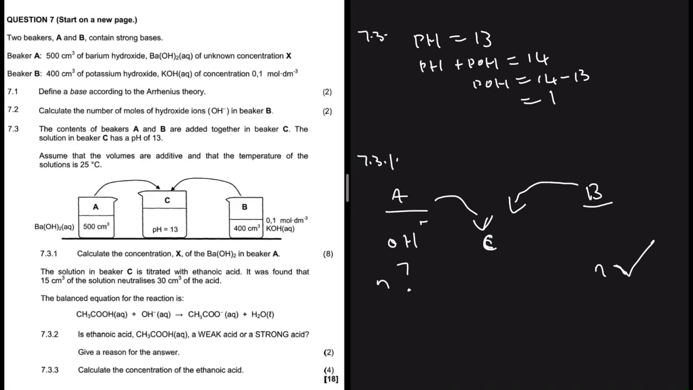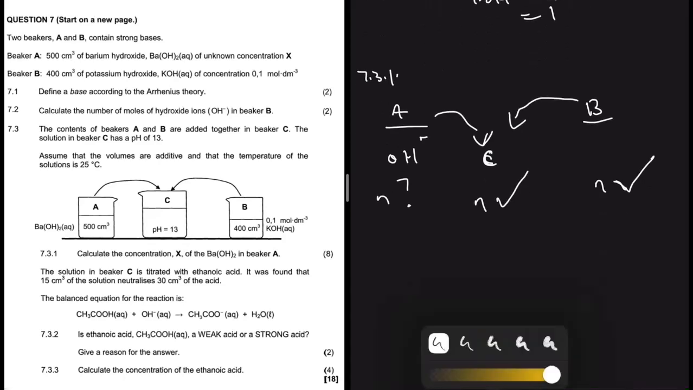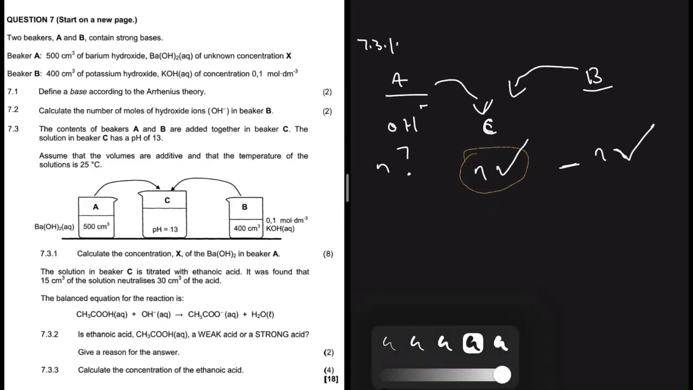And then we can use the pH to find the number of moles of OH- in beaker C. So what we're going to do is find the number of moles of OH in beaker C, and after that we'll subtract the number of moles in beaker B, and then what will be left is the number of moles in beaker A.